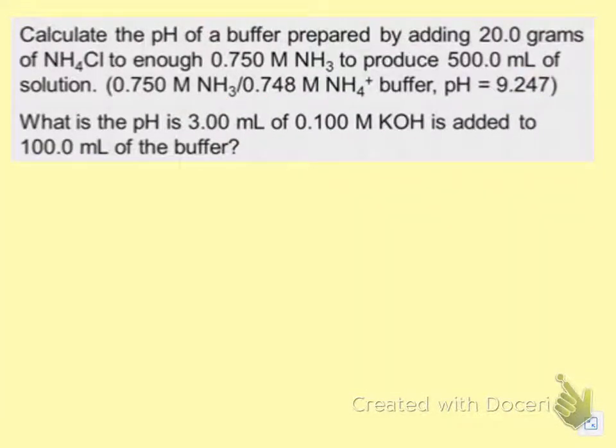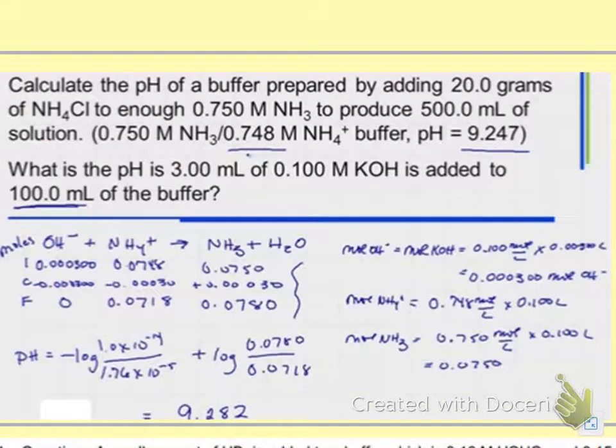Okay, let's take a look at the same buffer. This time I'm adding KOH, and I'm adding it to more of the buffer. Again, if I'm adding OH-, I'm going to add it to the conjugate acid here, and I'm going to end up with ammonia. I can figure out how many moles of the OH- I start with by multiplying 0.003 liters times 0.1 molar, and I get 0.0003.